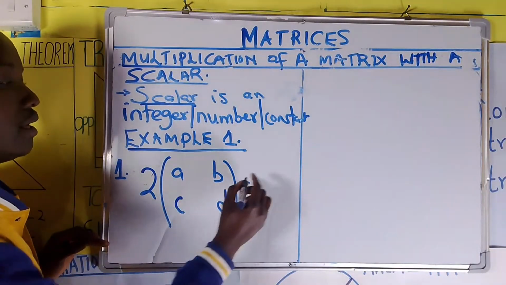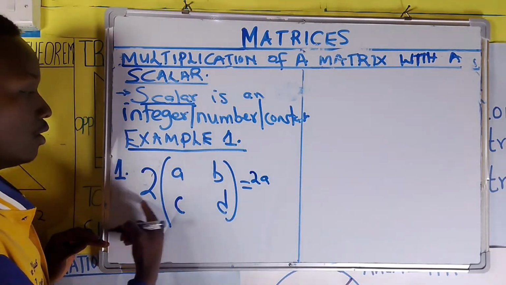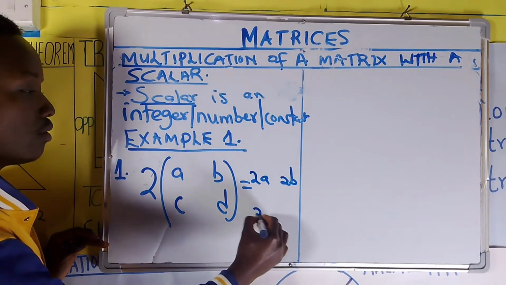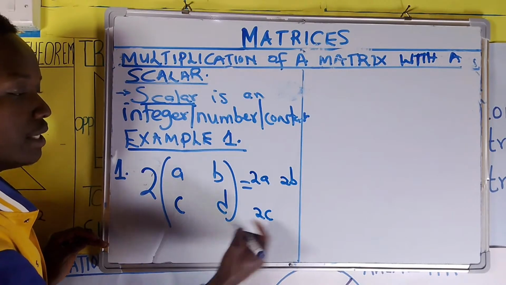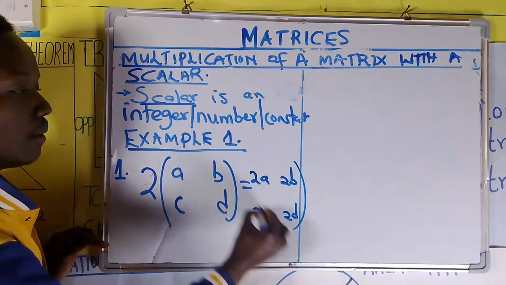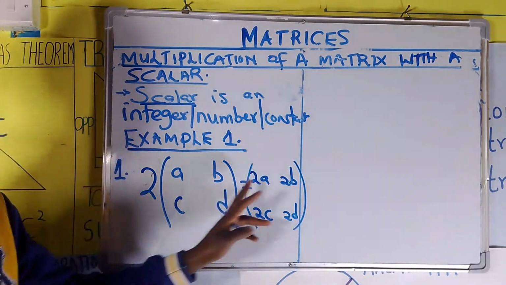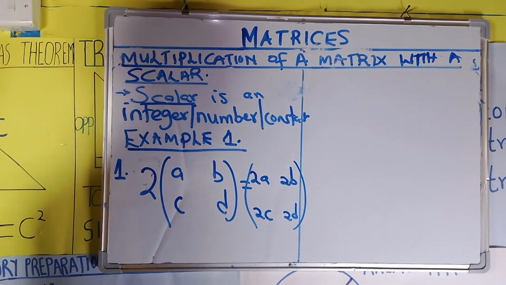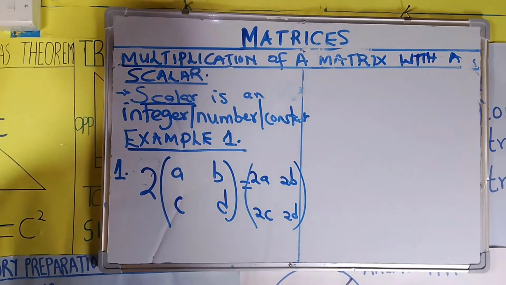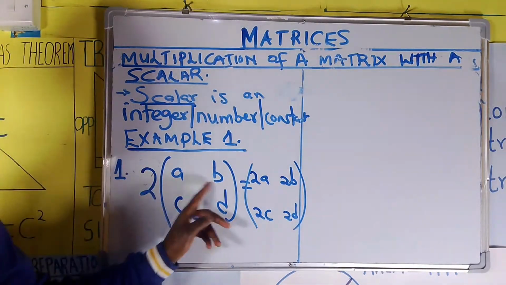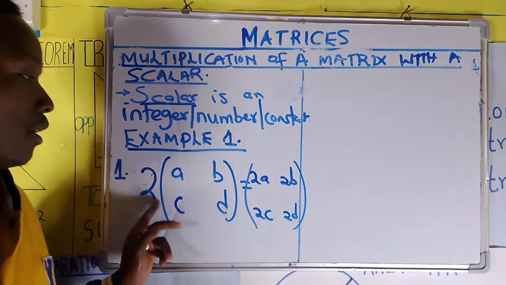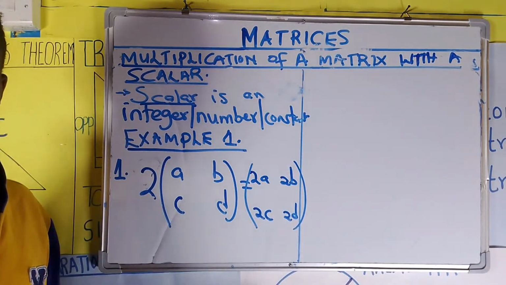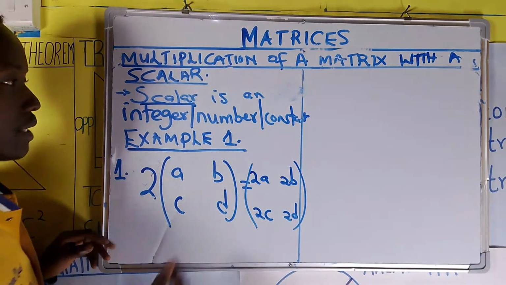So 2 times A will be equal to 2A. 2 times B will equal 2B. 2 times C is equal to 2C. And 2 times D is equal to 2D. So our new matrix will be 2A, 2B, 2C, 2D. That is how we multiply a matrix with a scalar.